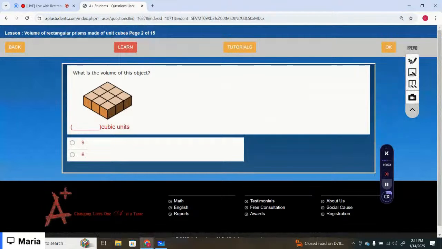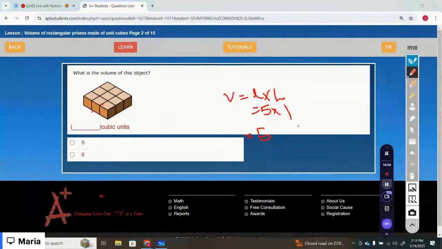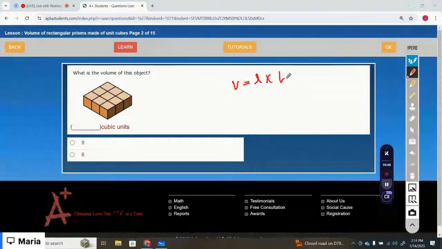What is the volume of the object? That is V equals length times height. Height is only 1, and the length is 1, 2, 3, 4, 5, 6, 7, 8, 9. So 1 times 9 is 9 cubic units. Option number 1 is the correct option.